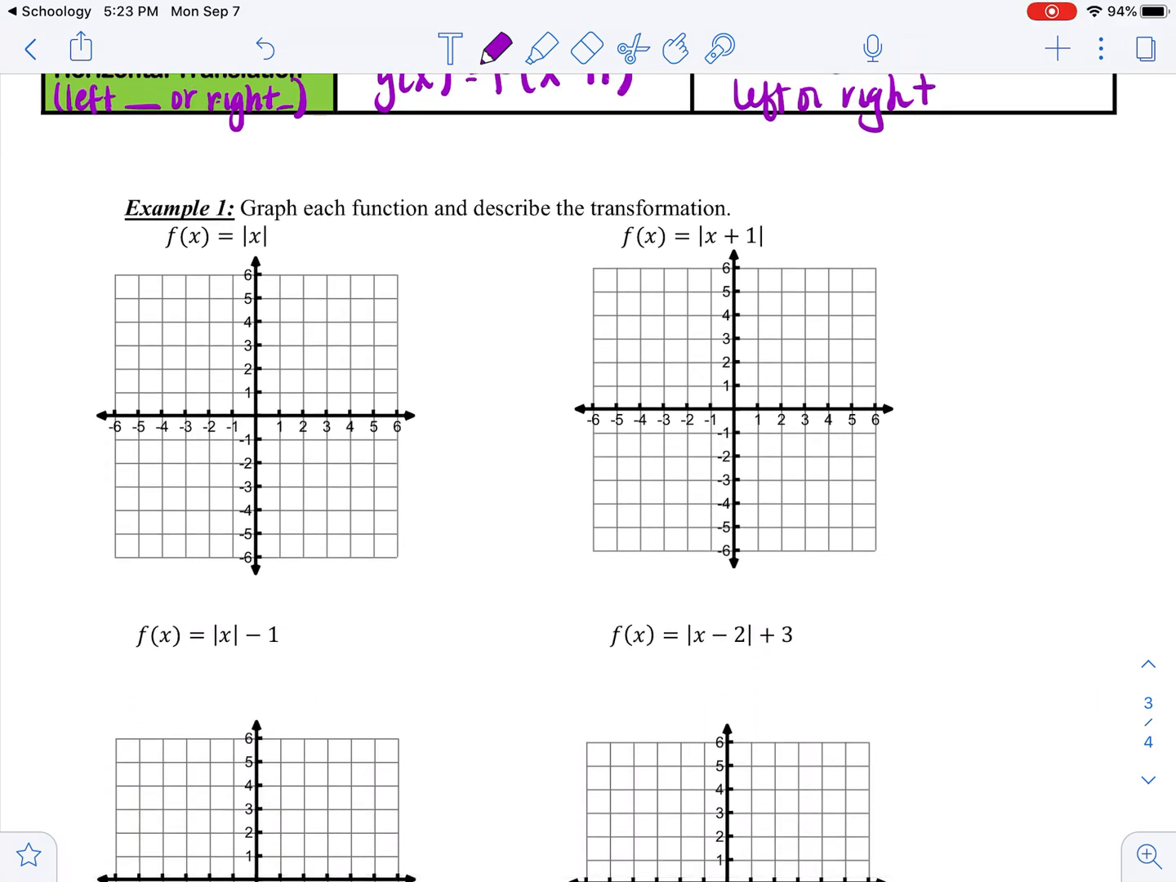All right, we're going to graph each function and describe the transformation. So the first one is f of x equals the absolute value of x. Once again, we need to know these 3 points and then that it's V-shaped. My line's a little crooked here. Let's try that again. There we go. Left side.